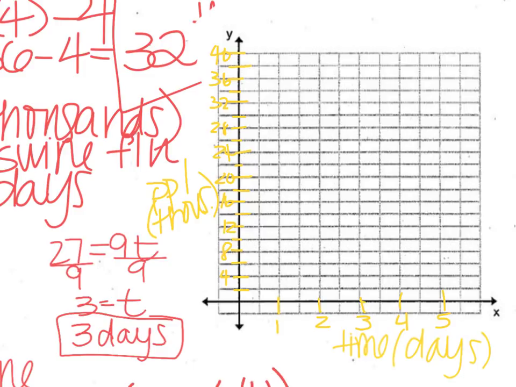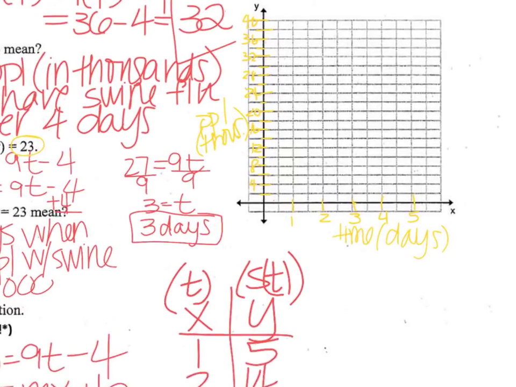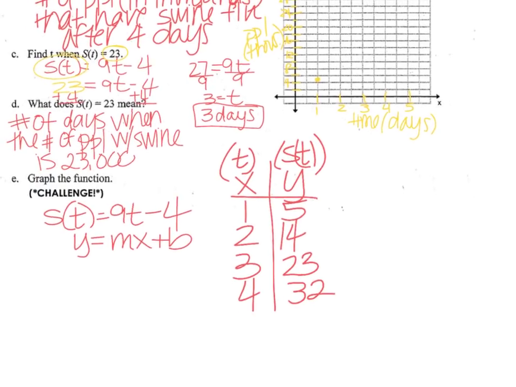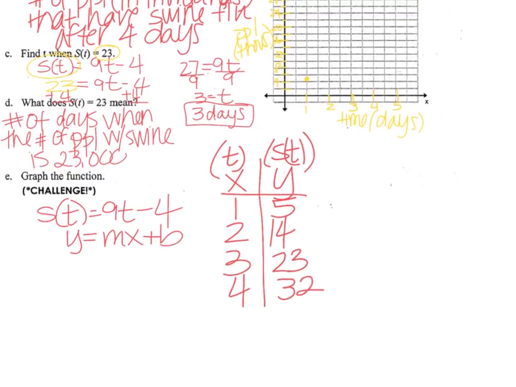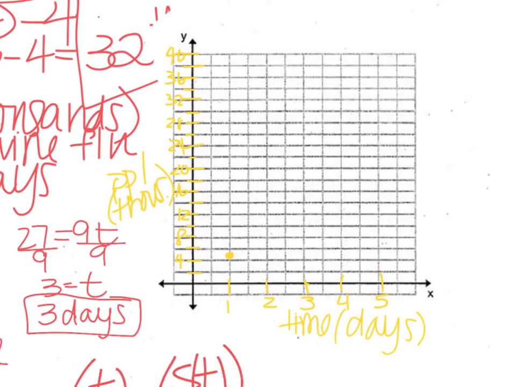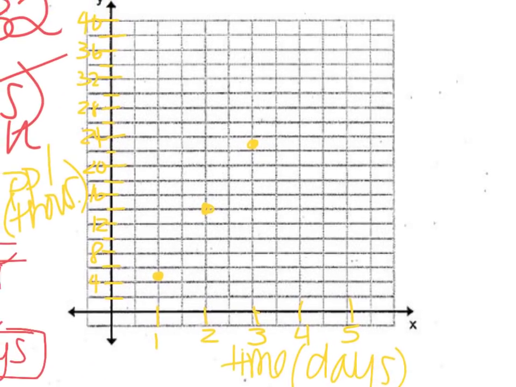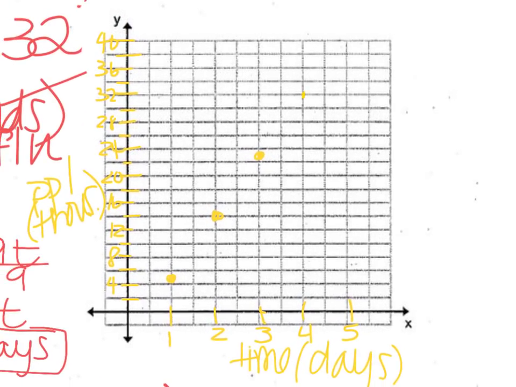So our first point is 1, 5. So when the number of days is 1, 5 thousand people had swine flu. Put it up. Our second point, after 2 days, 14 thousand people had swine flu. So 2, 14. Put it up. 3, 23. So after 3 days, 23 thousand people had swine flu. 4, after 4 days, 32 thousand people had swine flu. That gives us enough points to connect our dots and get a graph.